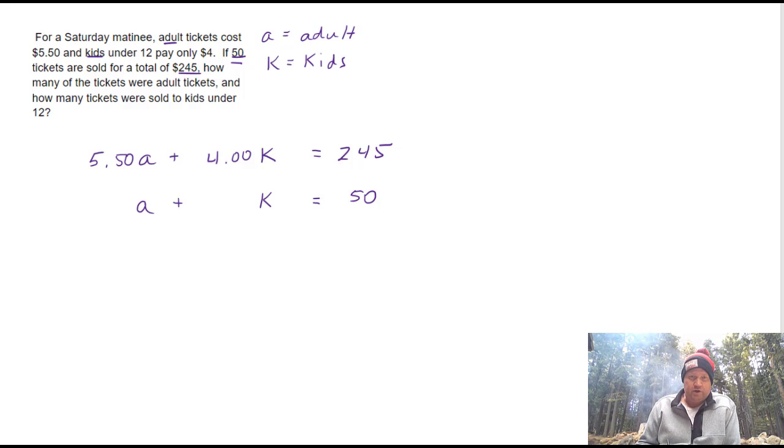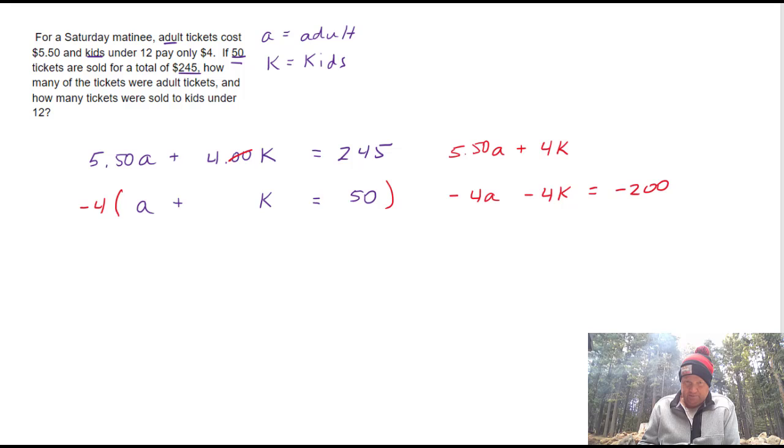I notice that I have a 4 here, so I'm going to turn this into a negative 4. The way I'm going to do that is by multiplying the whole bottom equation by a negative 4. That's going to give me a negative 4k, and that's going to make this k go away. So let's distribute the negative 4. We got negative 4a, negative 4k, and a negative 200. And the top equation was 5.50a plus 4k equals 245.